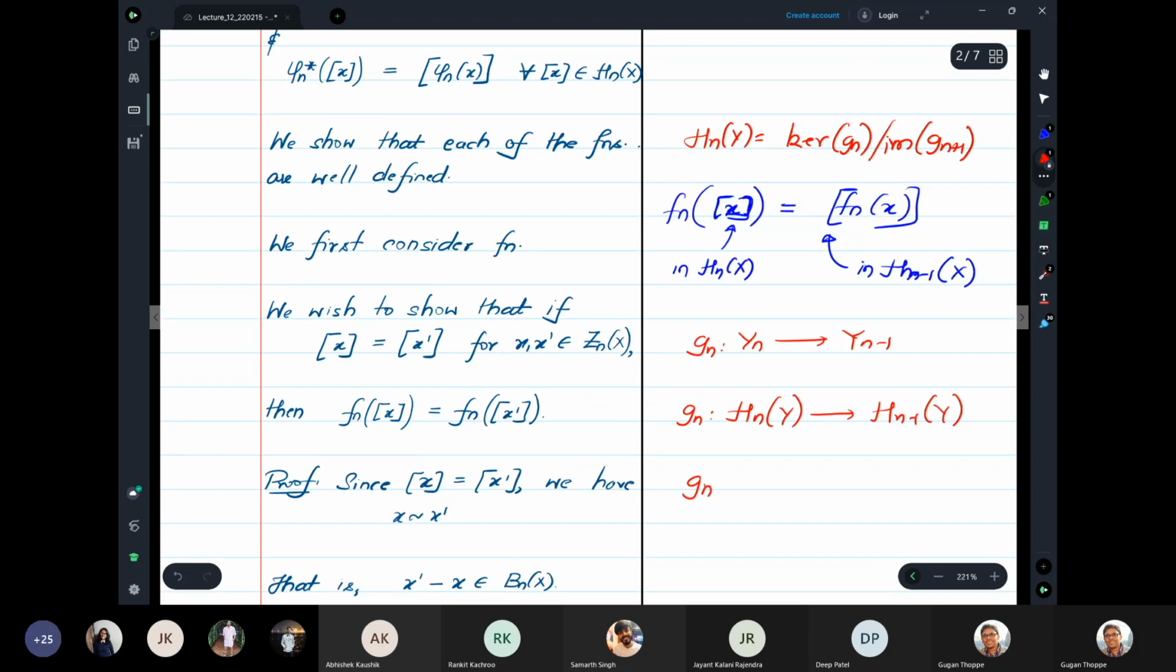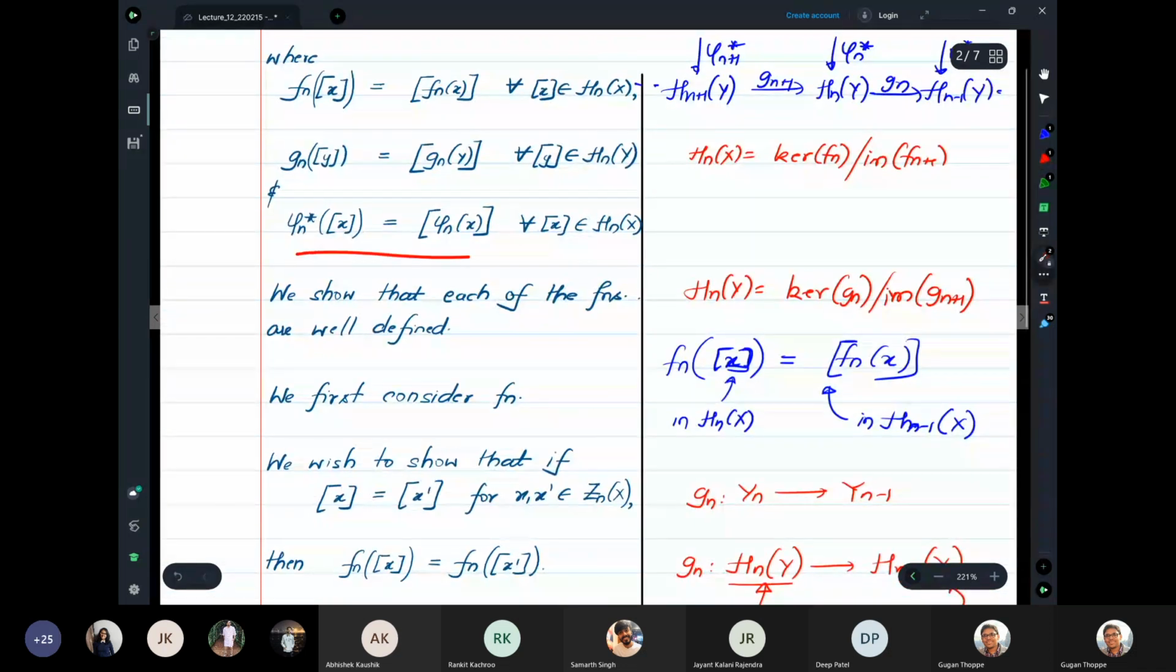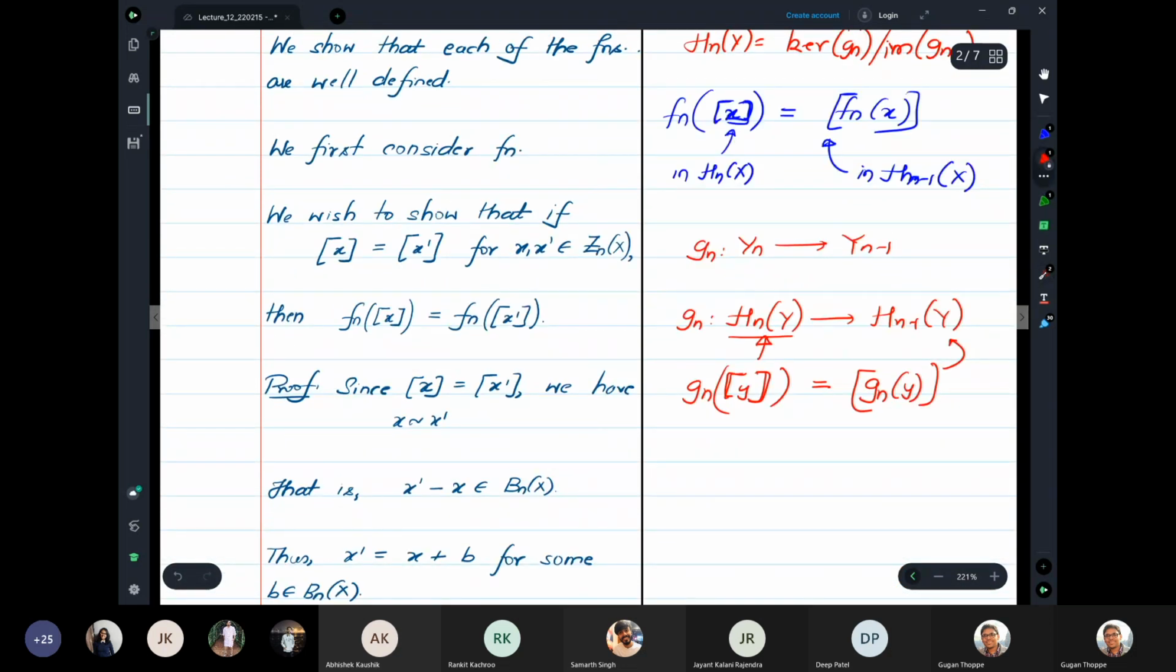You take gn, take an equivalence class in this vector space. This equivalence class is an element of hn of y. So what you do is you first apply gn on y and then take its equivalence class. So this equivalence class is over here. And the final thing that I have to define is how this phi n star of this equivalence class is defined. Well, that is also defined in similar spirit.